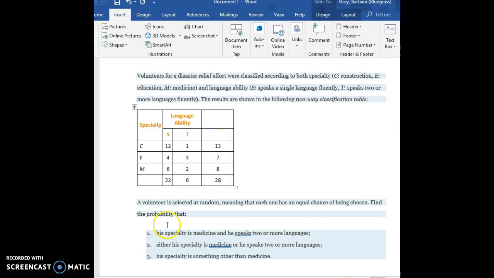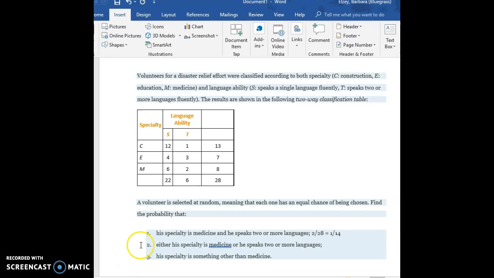Okay, so let's start with number 1. We want to find the probability that we've chosen someone whose specialty is medicine and he speaks two or more languages. Now, that means there are people whose specialty is medicine, but also know two or more languages. And if we look at the medicine people and the ones that know two or more languages, that's 2 people out of 28. So 2 out of 28, or we can reduce that to 1 out of 14.